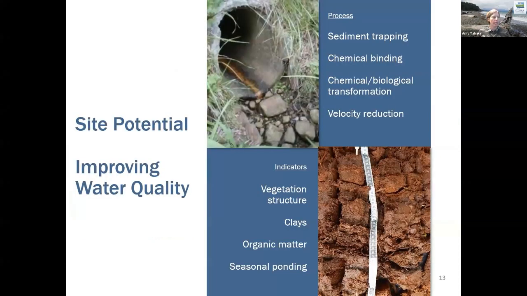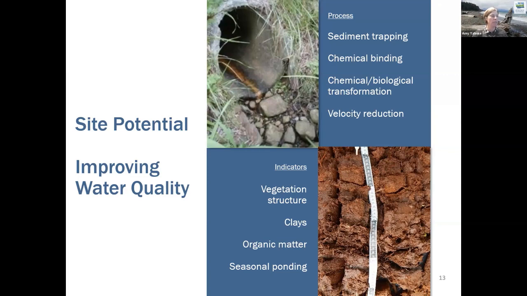So we're looking for indicators when we're looking at site potential for improving water quality that a wetland is performing a given function for water quality. We know that sediments are carriers of pollutants, and so that's one way that stormwater and surface runoff contribute to poor water quality and contaminated waters. So we look at processes like velocity reduction and sediment trapping that help wetlands to process those pollutants.